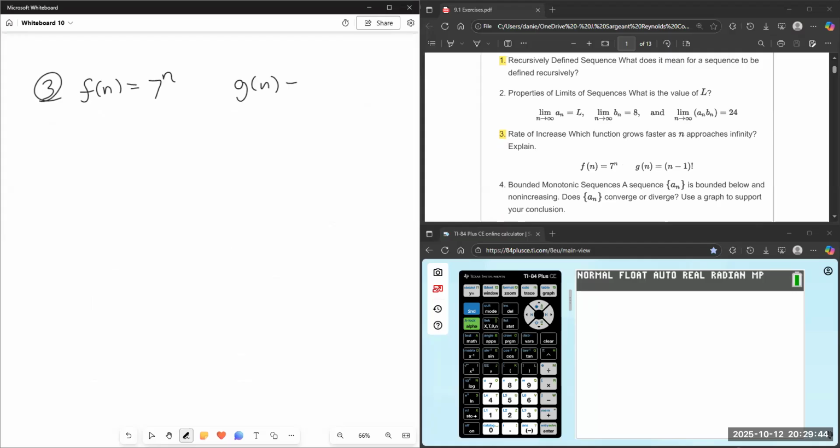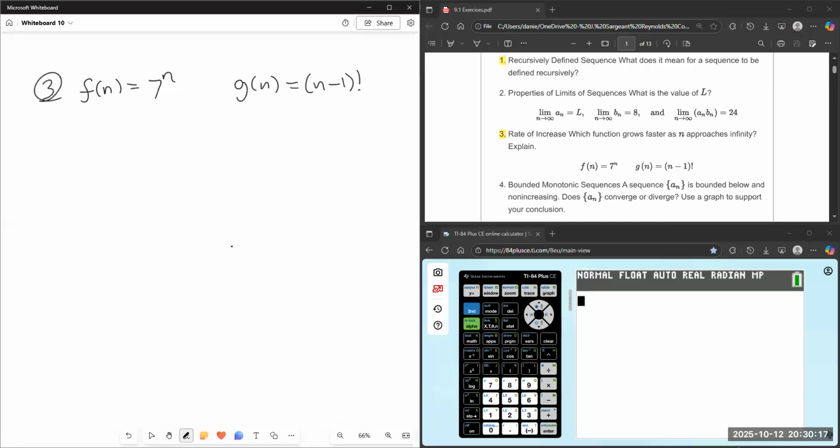G of n is equal to n minus 1 factorial. So far, we haven't really done much with factorials. We'll do a lot with factorials in this chapter. Factorials actually grow faster than exponential functions. Exponential functions were one of the fastest growing functions that we knew about in our library of functions right now.